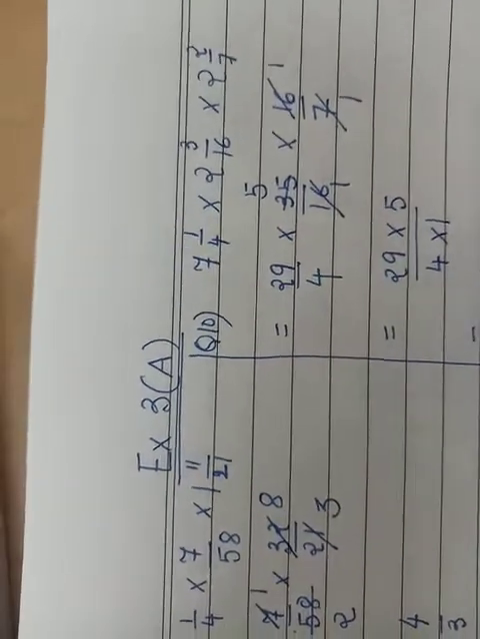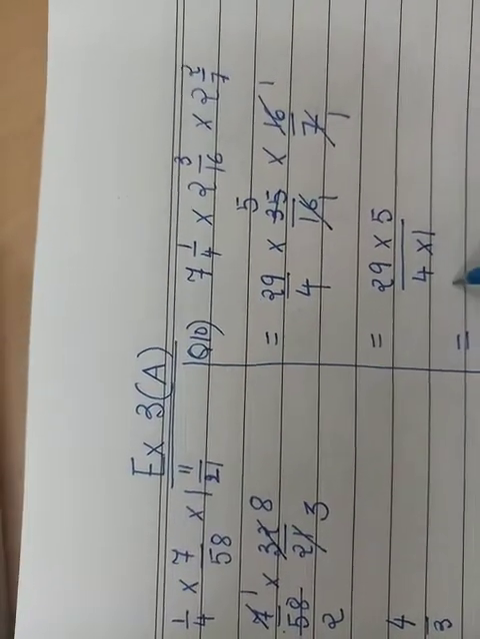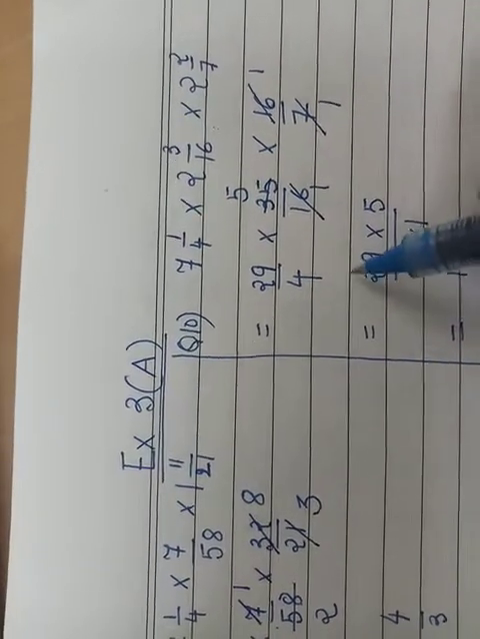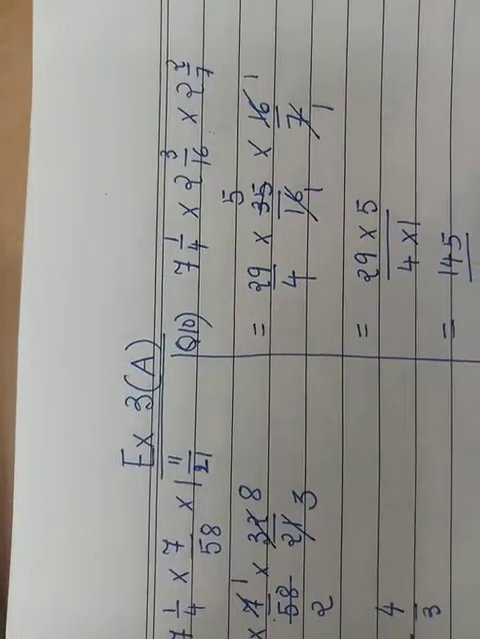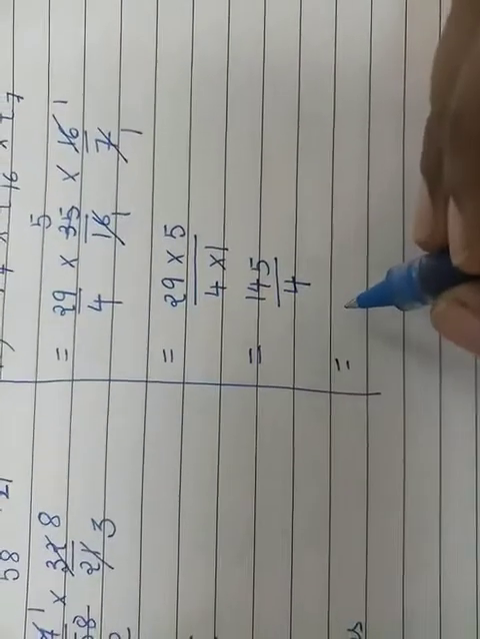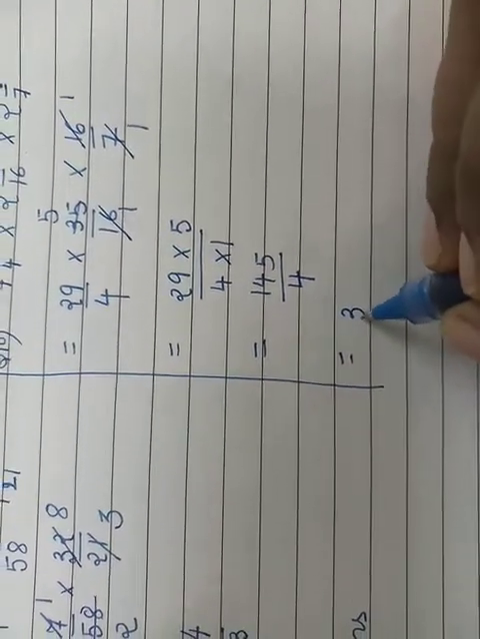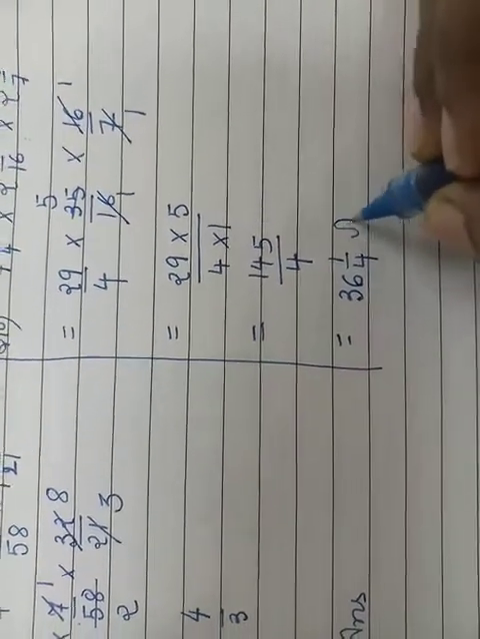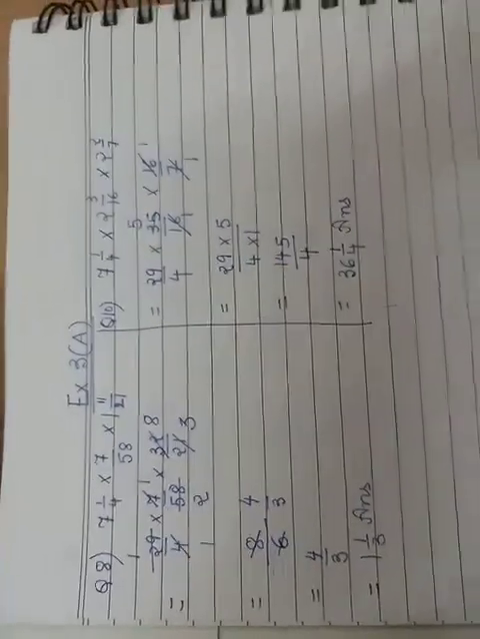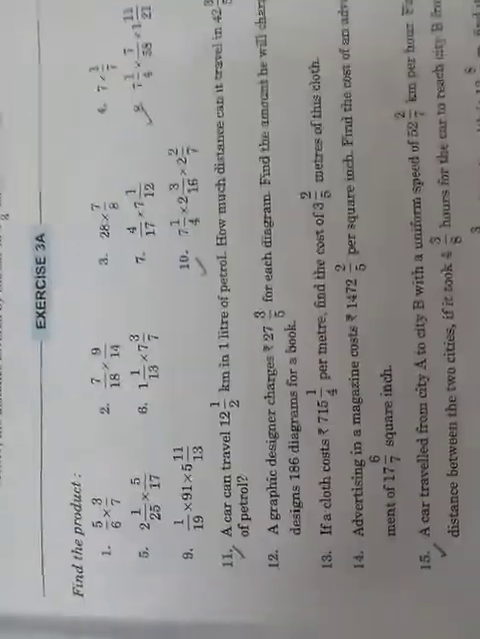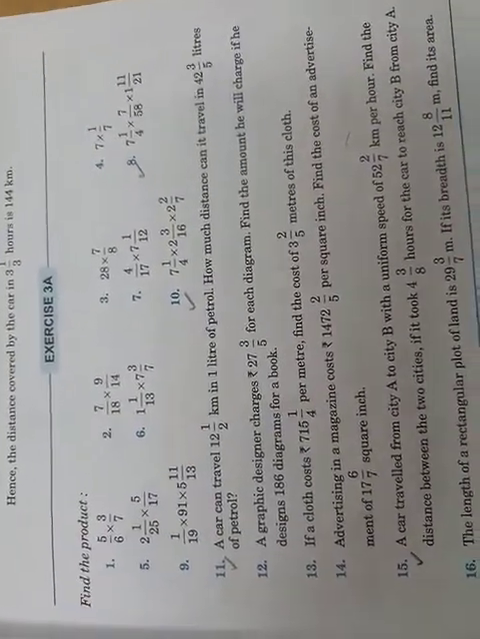When you multiply 29 into 5, you will get 145. 5 9s is 45, 5 written here, 4 carry, 5 2s is 10 and 14. Upon 4. As it is an improper fraction, we convert into a mixed fraction. So what you will get? 36 whole 1 by 4. This is the answer. So hope students you have understood how to multiply the given fractions. So rest you can do on your own.